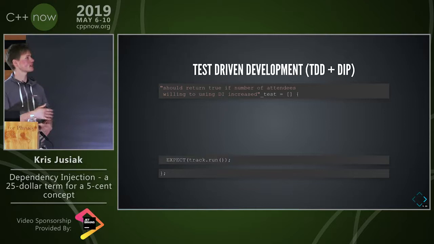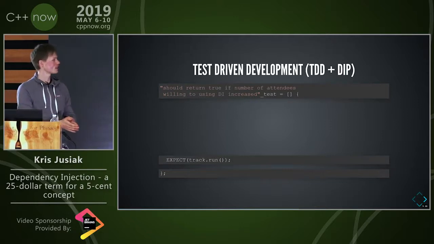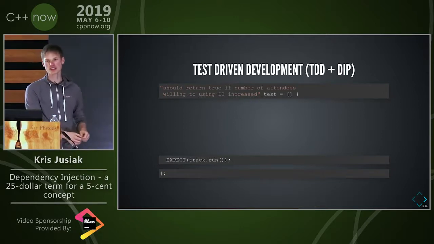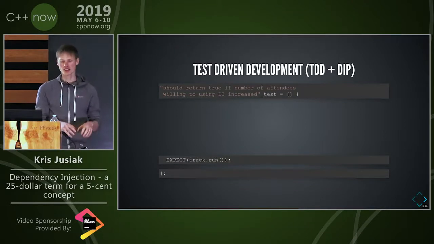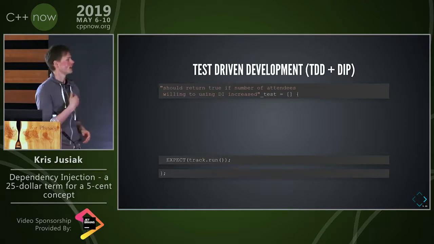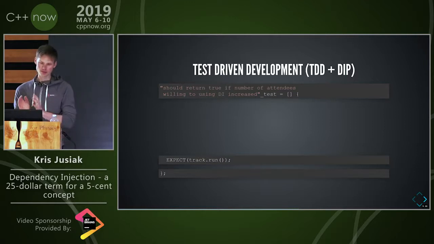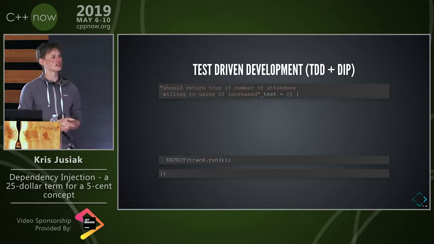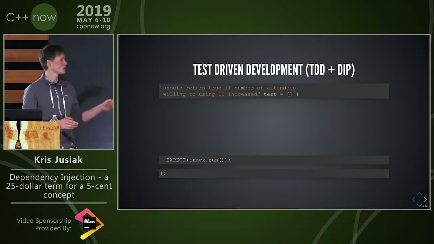And usually when you write a test, that's maybe advice on the side, but I think it's important to follow that. You usually want to start from the expectations. You don't want to start from how I want to test, you want to say what I want to test. So I want the track run, which should return true if the number of attendees who are willing to use DI increases. So I want to expect that.